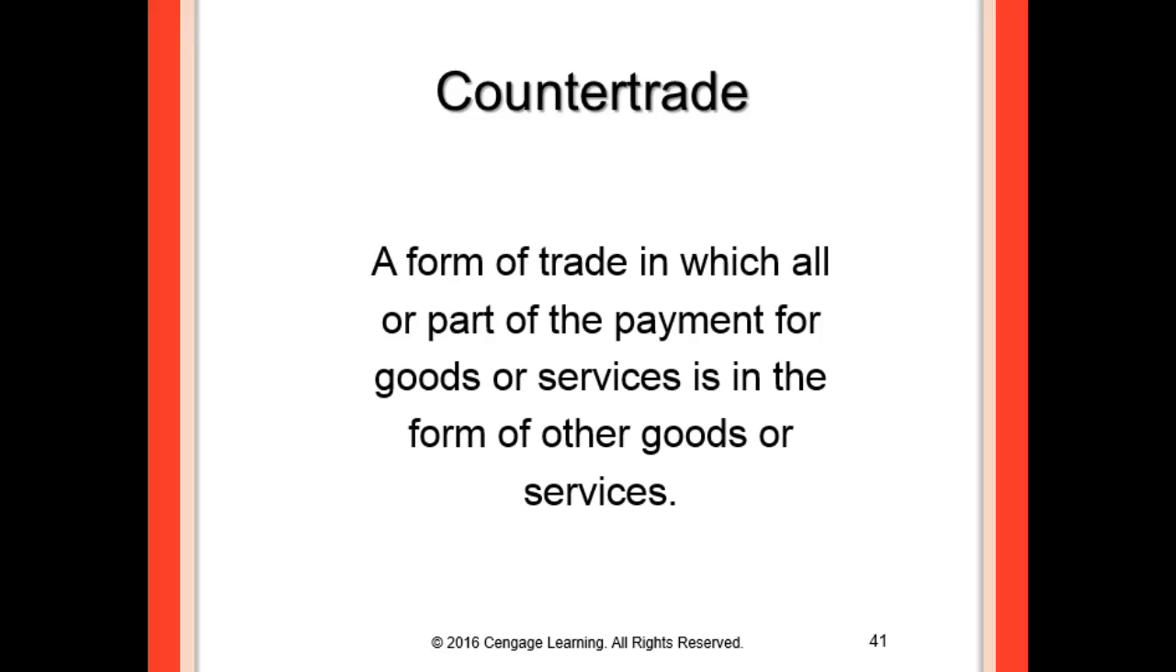Counter trade. The most common type of counter trade is what's called a barter. Barter is just giving up one thing for another. Another example of a counter trade is what's called a compensation agreement, where one company provides technology, equipment, resources for a plant, and then agrees to take full or partial payment in goods produced by that plant. So they're providing the equipment and the technology and the machinery, and in return they get some of the goods that are manufactured or produced by that plant.